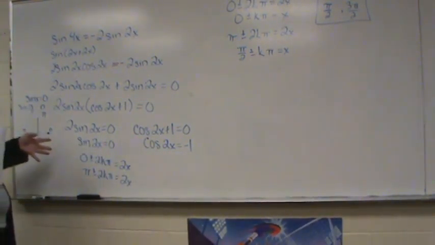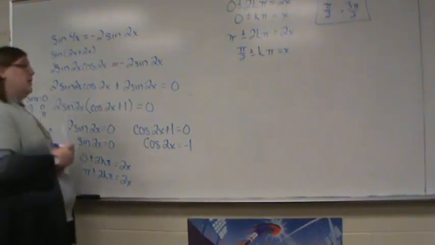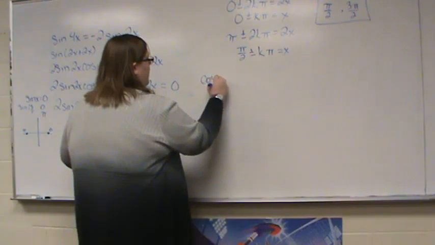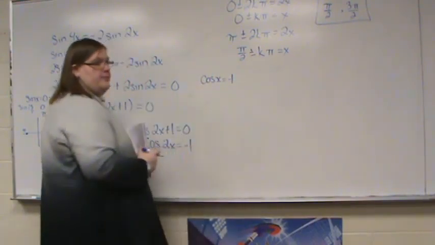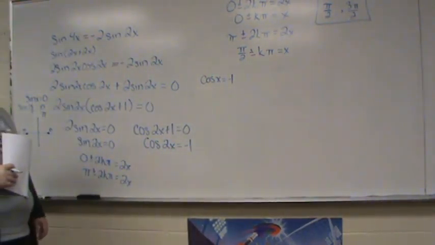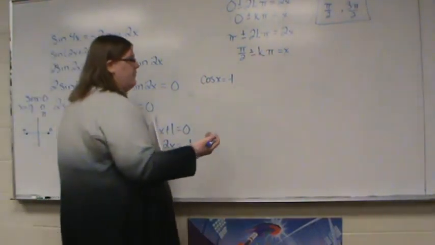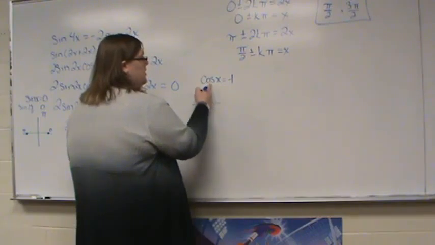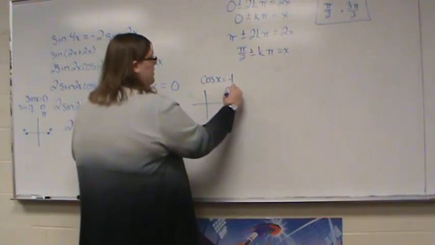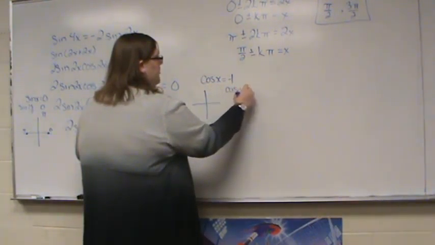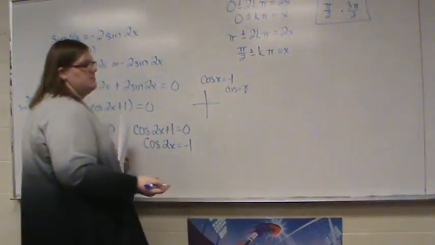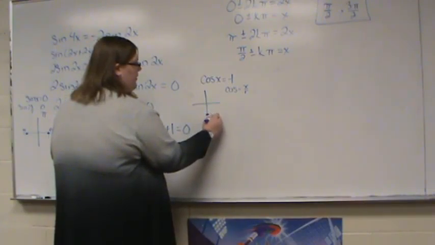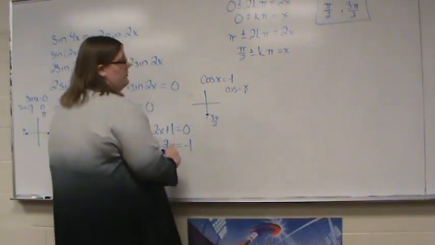So we're going to do the exact same thing that we did for the sine. Ignore the 2 for now. So we're solving for cosine x equals negative 1. And where is my cosine x equal to negative 1? So my cosine was equal to x over r. So we're looking for where x equals negative 1, which is down here at 3 pi over 2.